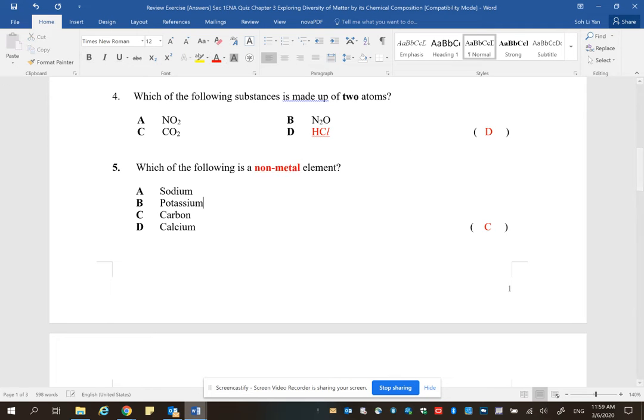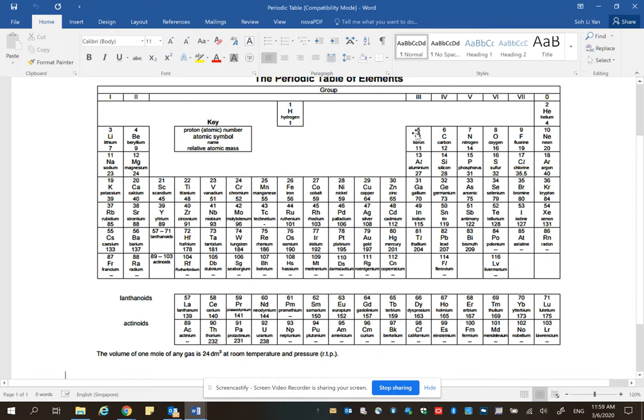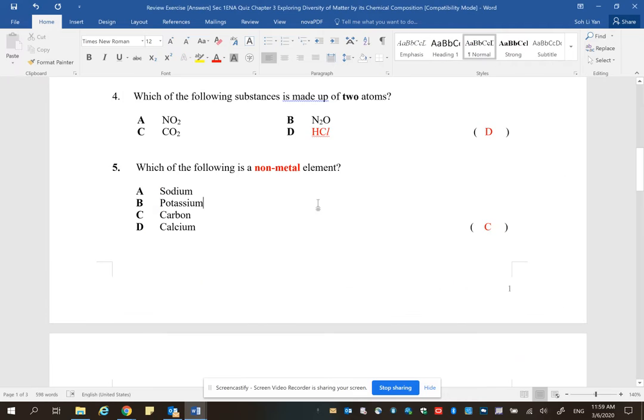Non-metals, which I remember I told you before. The non-metals start from boron. There's a zigzag line over here. Non-metals are referring to all these elements over here, right? So the non-metal element should be carbon.